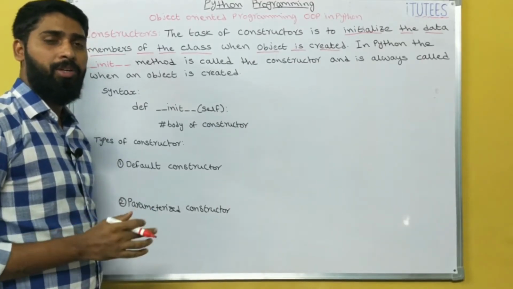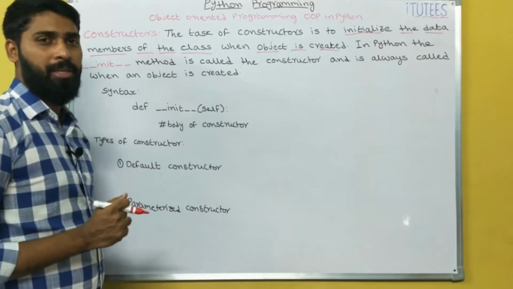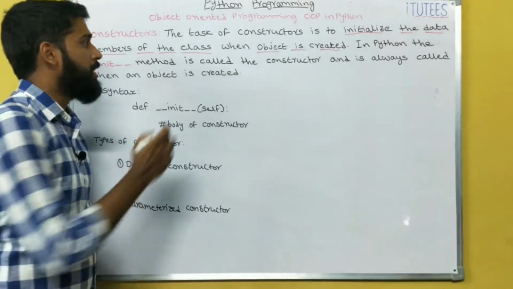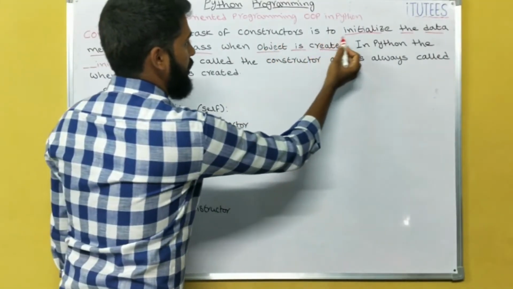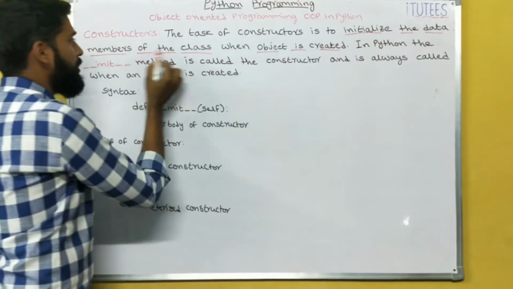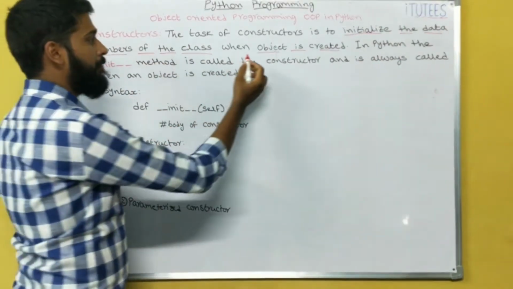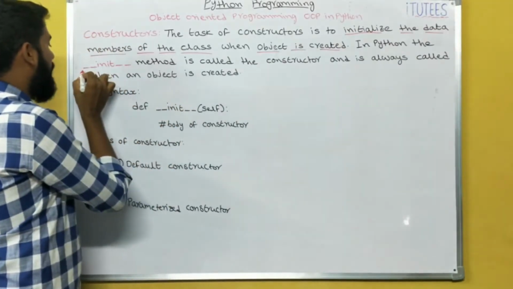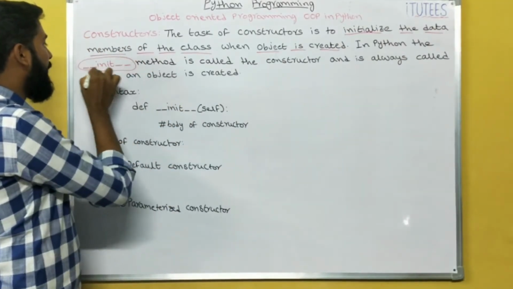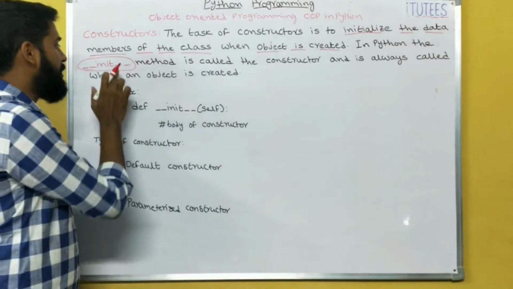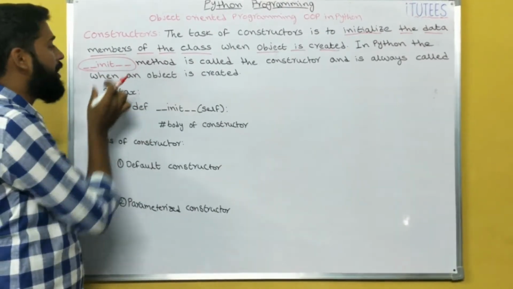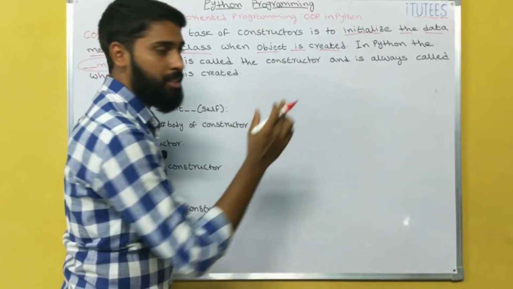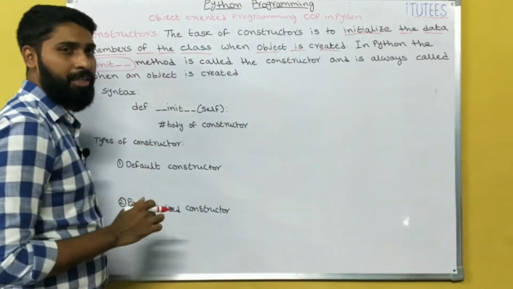In this class we are going to discuss constructors in Python, and how to create them. The task of a constructor is to initialize the data members of the class when an object is created. In Python, the __init__ method, which stands for initiate, is called the constructor and is always called when an object is created.